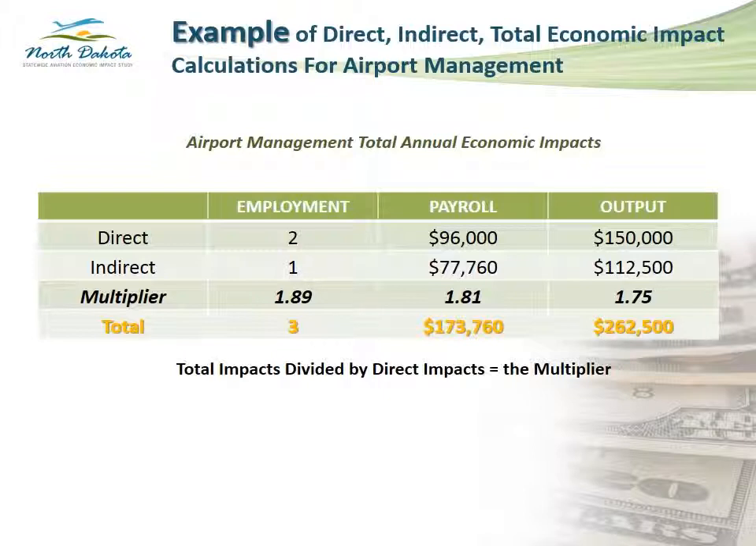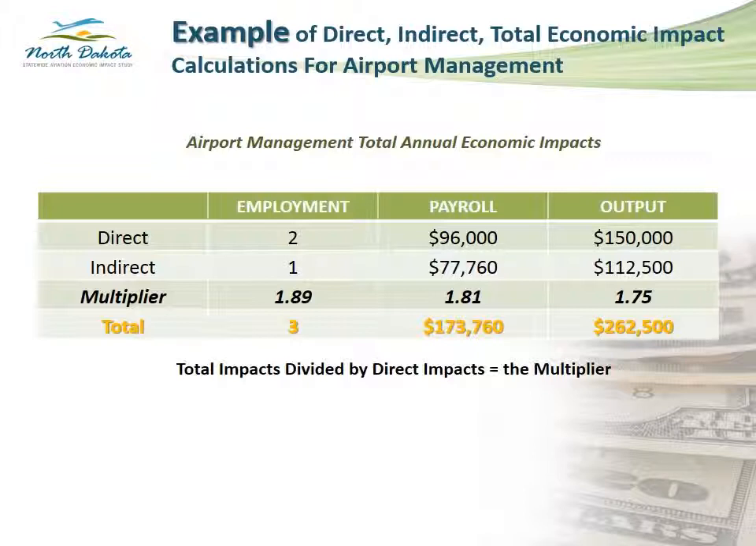We have shown several examples for direct impacts. Now let's go over an example that shows direct, indirect, and total impacts. Let's go back to our example for direct airport management. We had 2 direct jobs, $96,000 in annual direct payroll, and $150,000 in direct output. As a refresher, output in this category is the purchase of goods and services to run the airport.